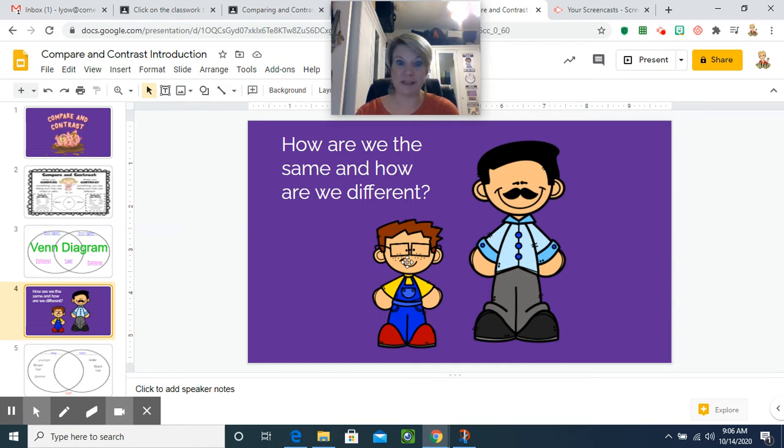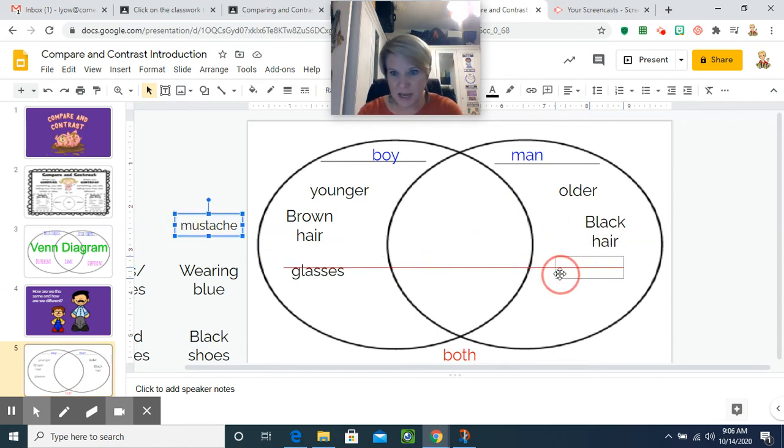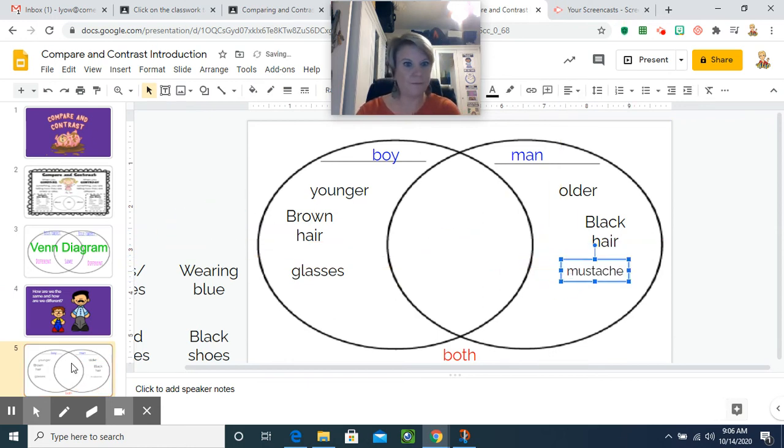Okay. Now let's look back again, and I see that the man has a mustache, but the boy does not have a mustache. He's too young to have a mustache. He hasn't grown facial hair yet. So I'm going to add mustache to the man side.